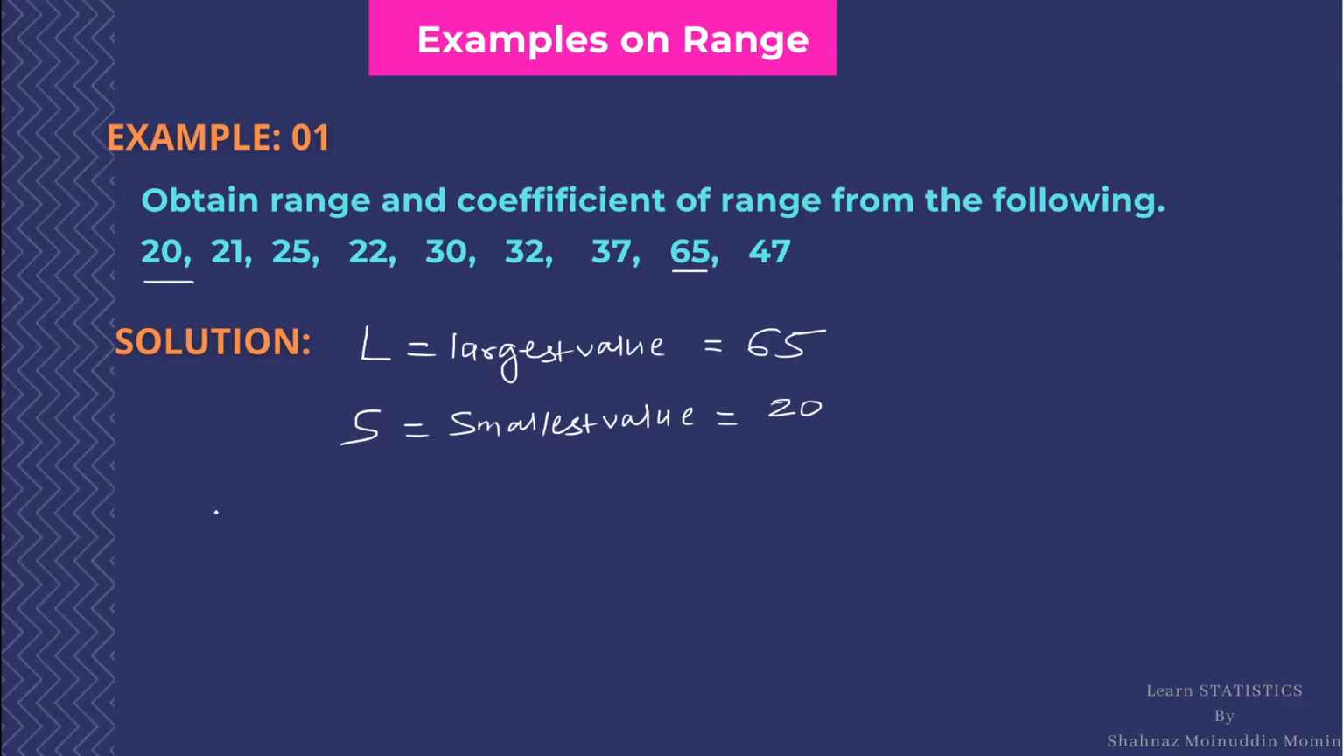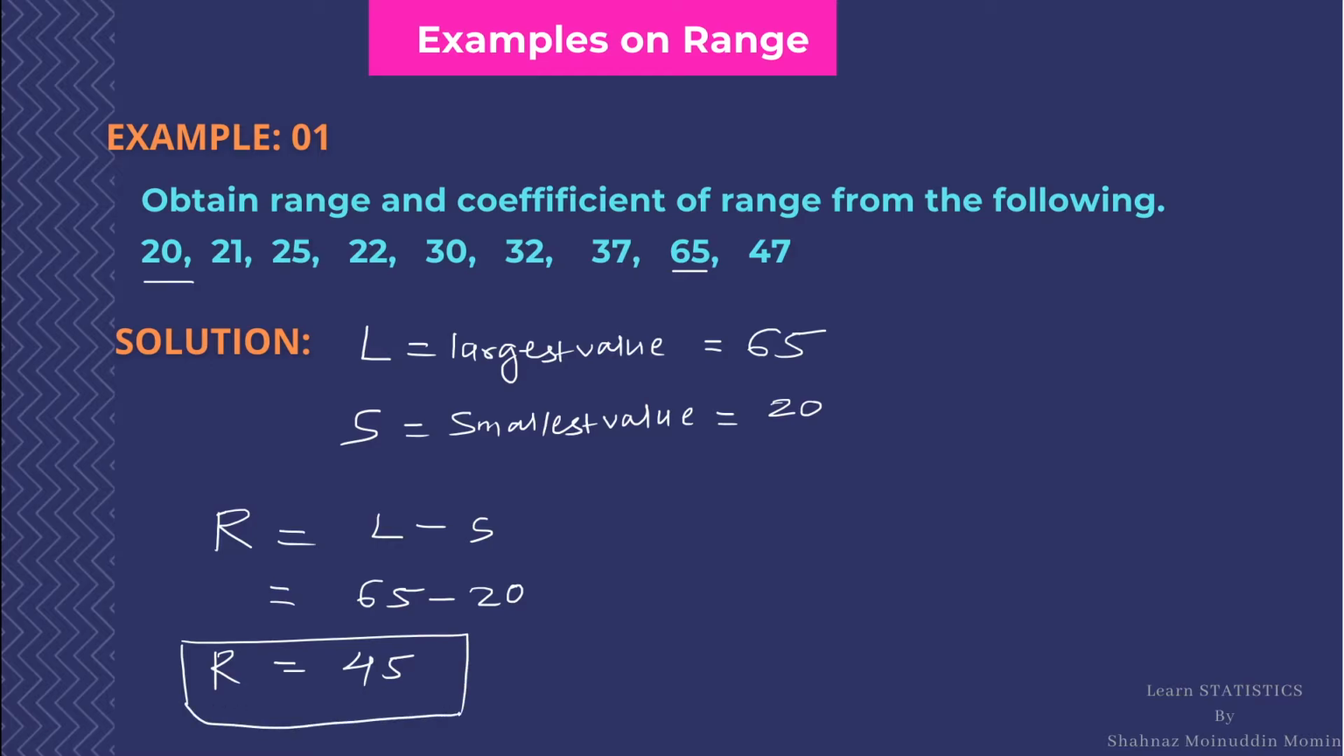Now the formula for range is denoted by R and it is given by largest observation minus the smallest, L minus S. So it is 65 minus 20, which is equal to 45. This is the value of range for the individual data.